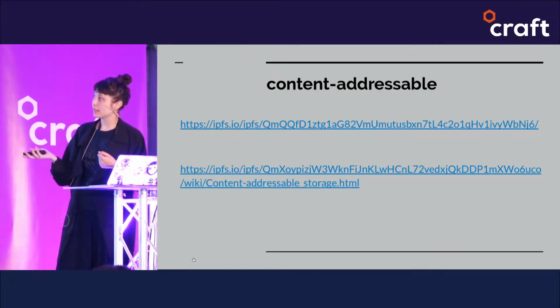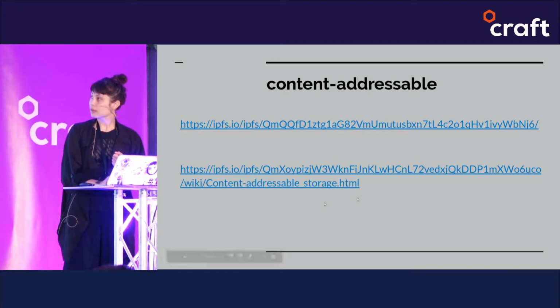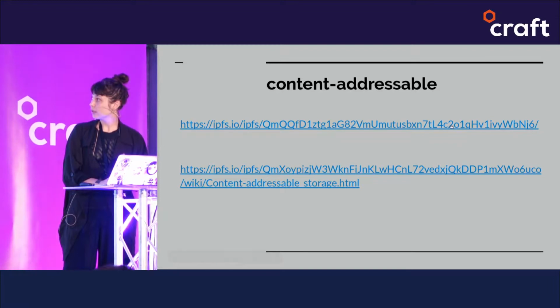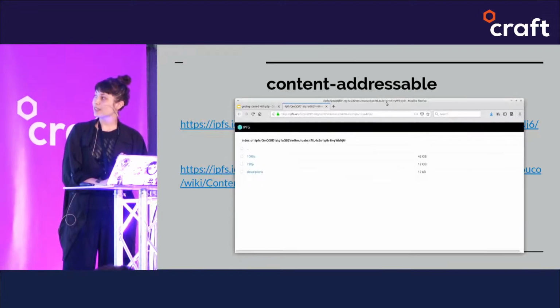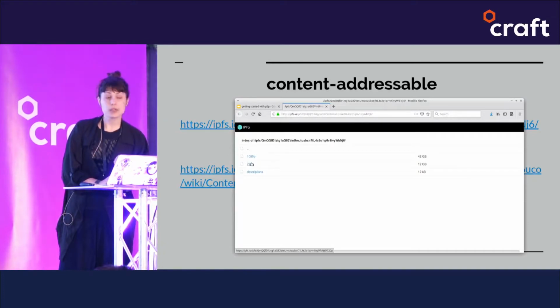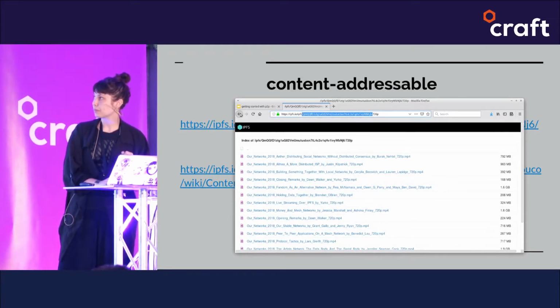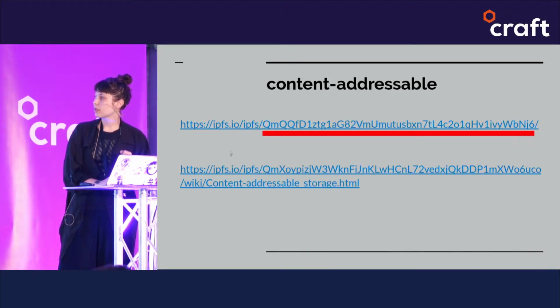Here are some examples of IPFS links with their root hash. So let's see if my internet is working. So this is the videos from our networks. We do our live stream over IPFS, and we host all the videos from our conference here. So this is the root hash of the entire blob of all of the videos.